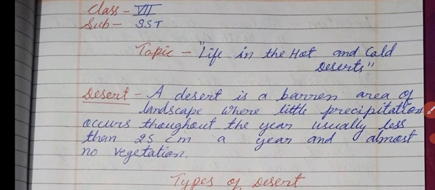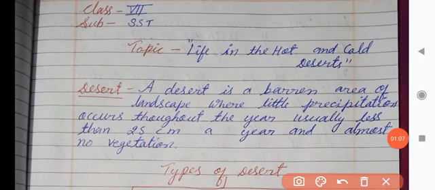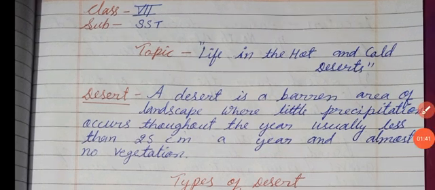First of all, we are going to know what is a desert. As you know, a desert is a barren area of landscape where little precipitation, that is rain, occurs throughout the year, usually less than 25 centimeters a year, or there is almost no vegetation. It means it is a very dry area, and due to dryness there is no vegetation, no tree, no crop is grown. Such areas are called desert areas.